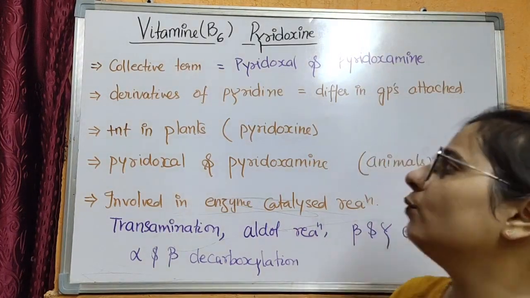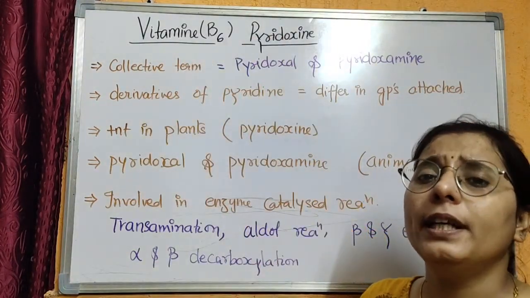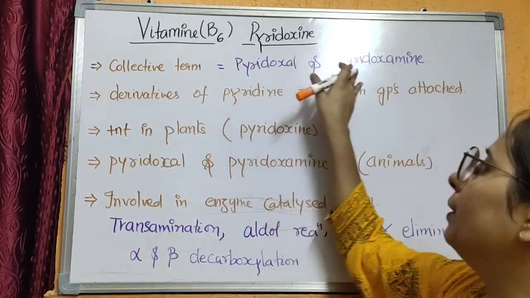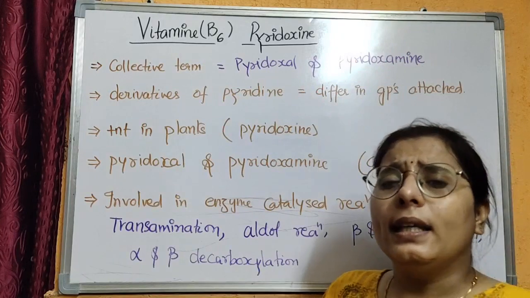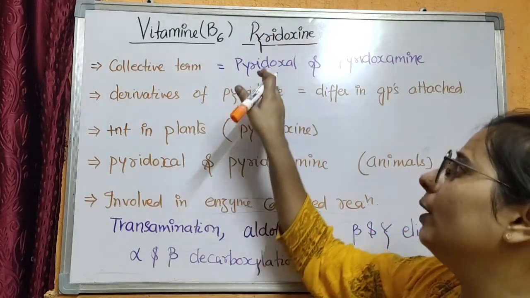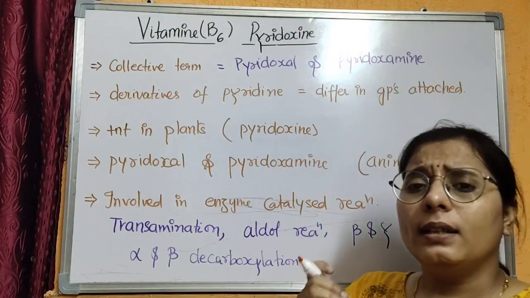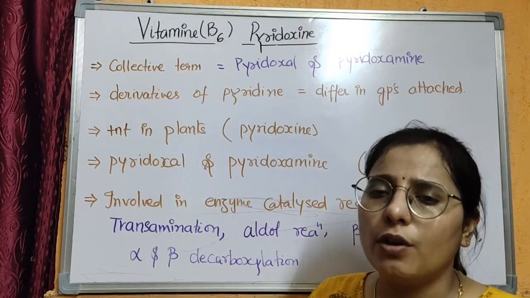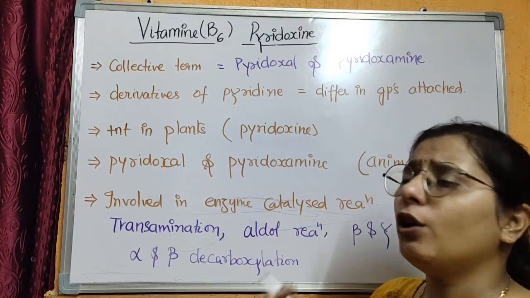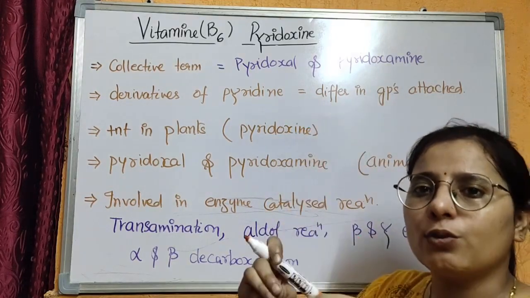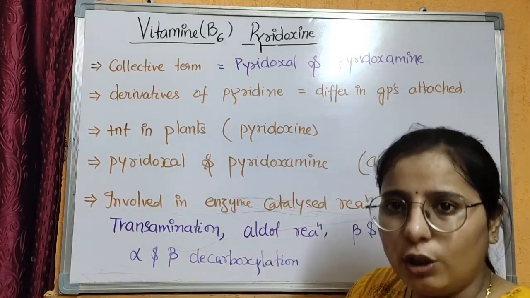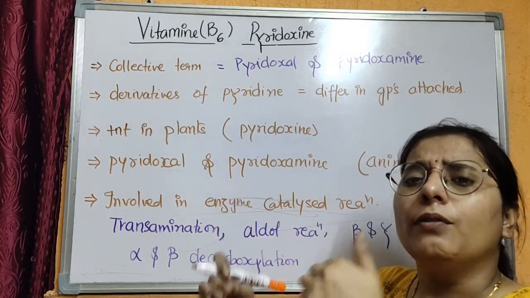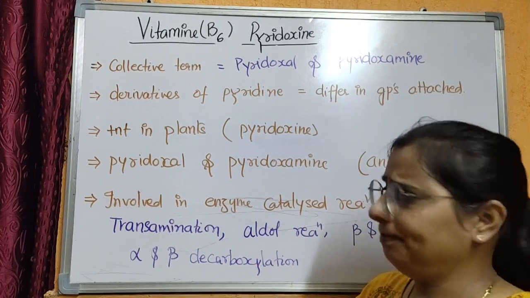The next vitamin is vitamin B6. It is also called pyridoxine. In collective form, it is called pyridoxal and pyridoxamine, meaning it can be called pyridoxine or pyridoxal or pyridoxamine. It is a derivative of a basic molecule, pyridine, and the naming of different forms of vitamin B6 depends on the different functional groups attached to that basic molecule. Means there is a basic molecule called pyridine, and if different molecules are attached to it, the naming of that form of vitamin B6 differs.